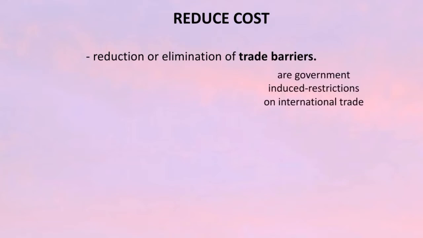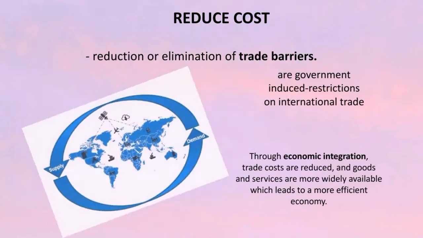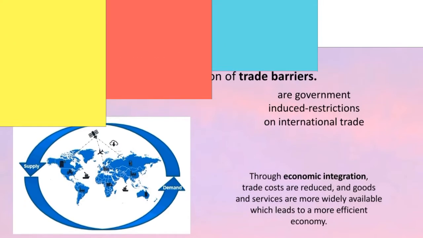One of the agreements or process of arrangements includes the reduction or elimination of trade barriers. So what do we mean by trade barriers? Trade barriers are government-induced restrictions on international trade, in which it imposes a financial burden on imports. In other words, trade barriers are your taxes and tariffs. Therefore, through economic integration, we could now reduce the cost of our imports and exports, leading to a more interconnected global economy as well as the increase of trade.